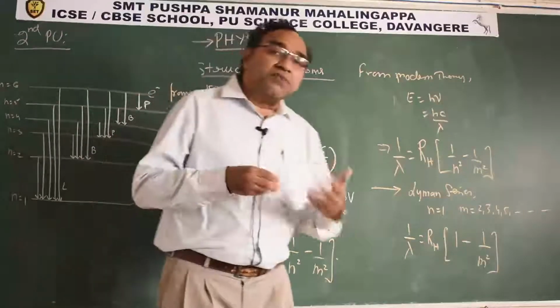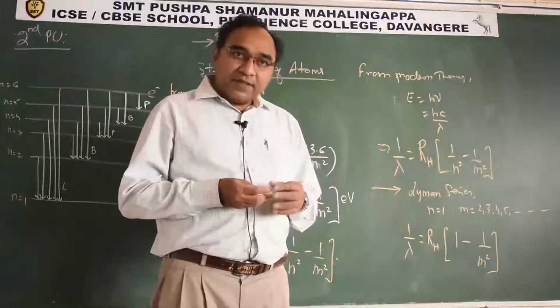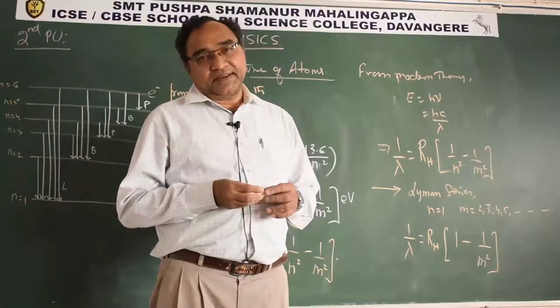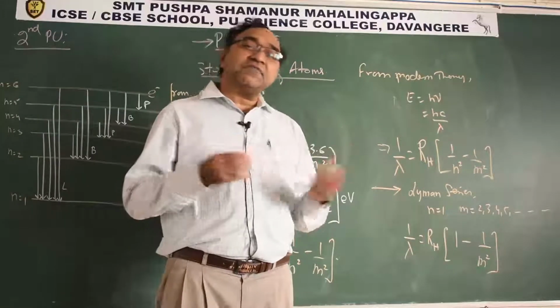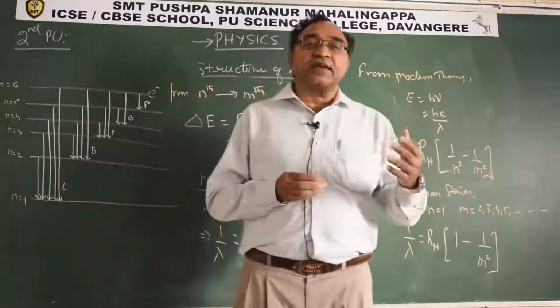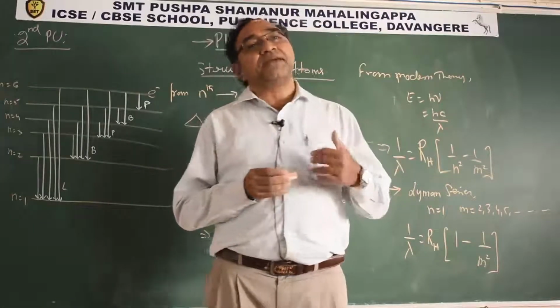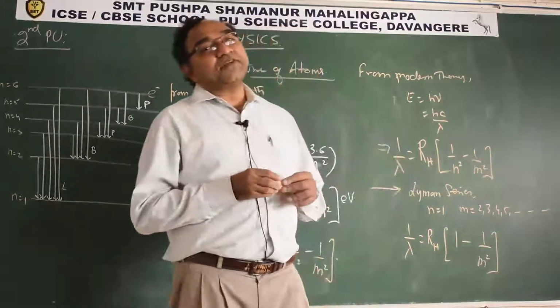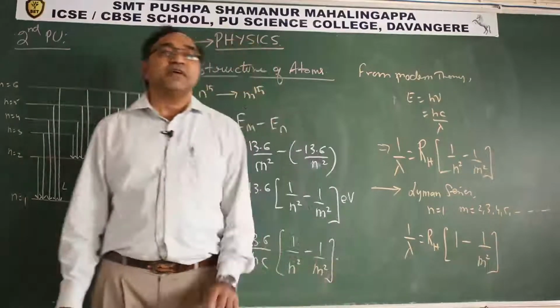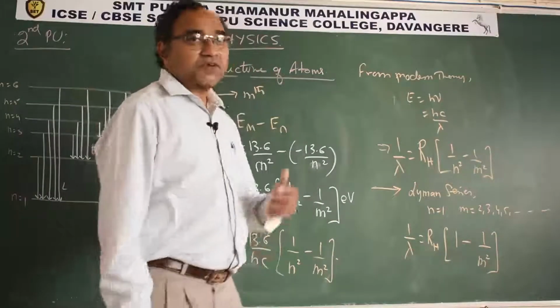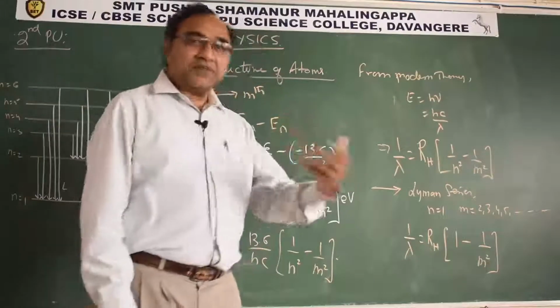Now the splitting of the spectral lines, that is the Zeeman effect and the Stark effect. Stark effect is splitting of the spectral line in presence of electric field, and Zeeman effect is the splitting of the spectral line in the presence of magnetic field. That is called Zeeman effect. Now let me tell you the reason for it.